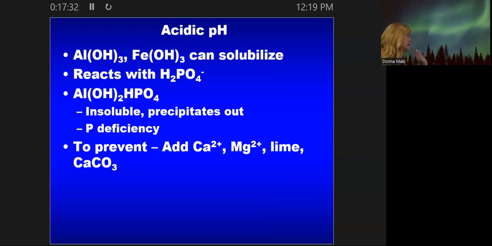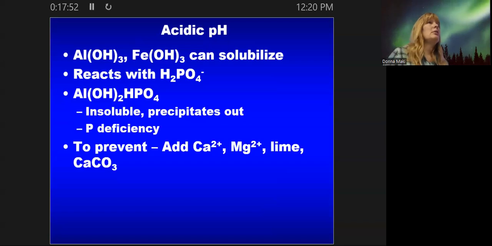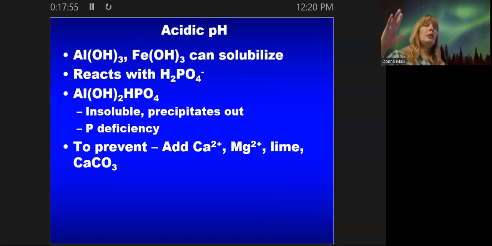And so phosphorus deficiencies is a big problem with plants in general. So if your soil is too acidic and you've sent your sample off and they say, yep, you need to amend your soil, you need to raise it a little bit, it's not that hard to do. You can add calcium, magnesium, so-called lime, calcium carbonate. So there's pretty easy ways to manipulate your pH if you have just a small garden.